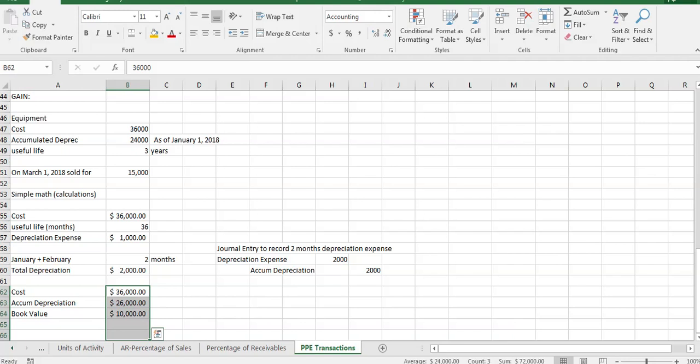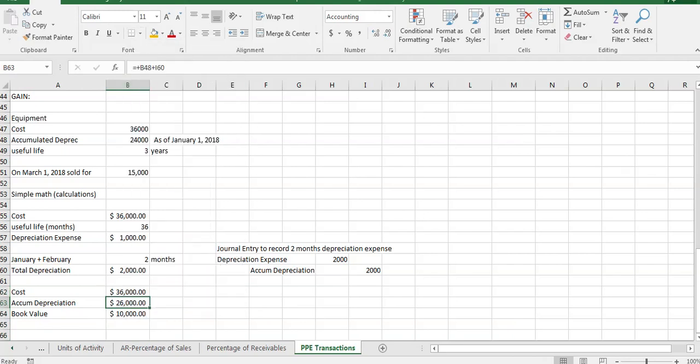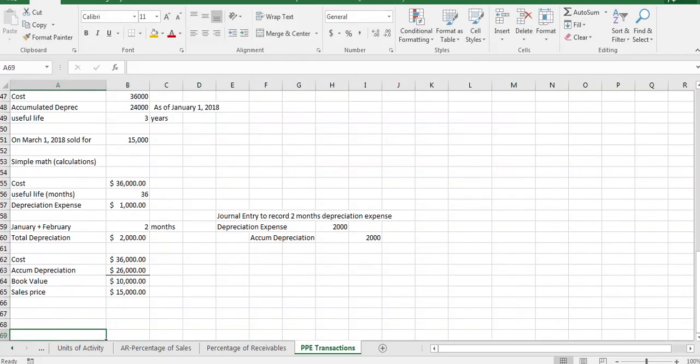Let me put a nice line so it will make sense. And we have a sales price of 15,000. We have that already. So now if we subtract, let me place the line underneath, the 10,000 book value from the sales price, it will give us a 5,000 gain on disposal or on sale of a PP&E.